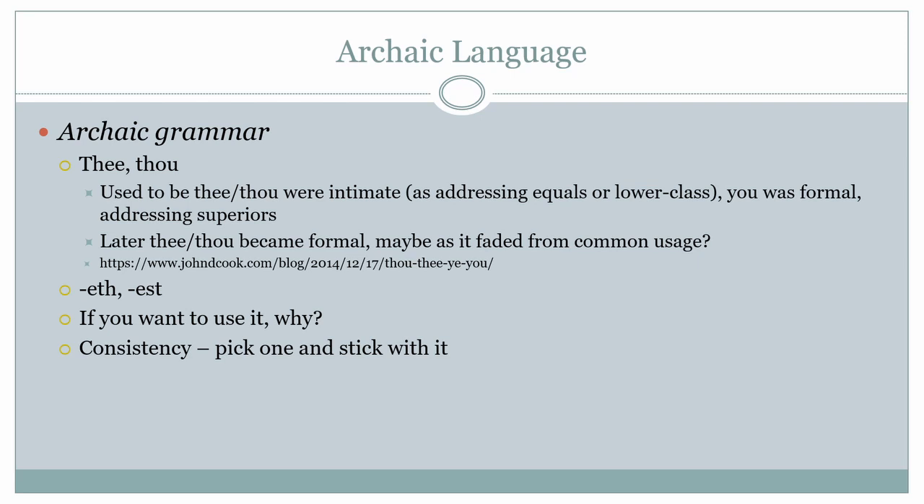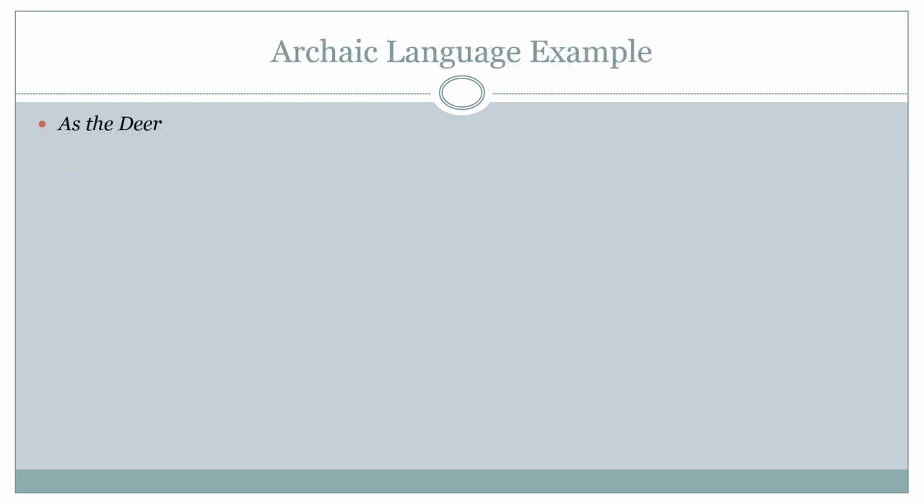Which brings us to our example in As the Deer. Depending on what hymnal you use in singing As the Deer, if you're familiar with the hymn, you may see this written differently. In Hymns for Worship, it has been edited to be more consistent and to be more modern, taking away the thee and replacing it with you and so forth. But let's look at the lyrics here.